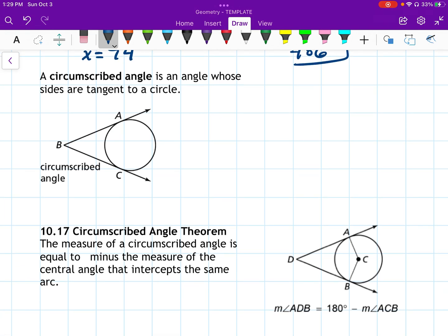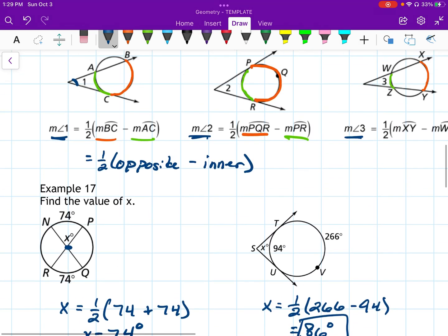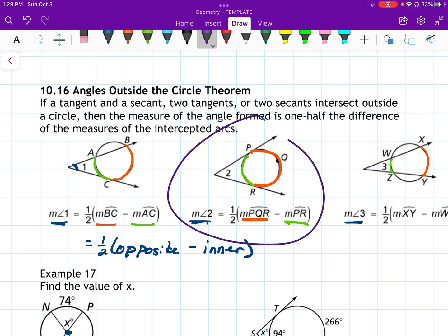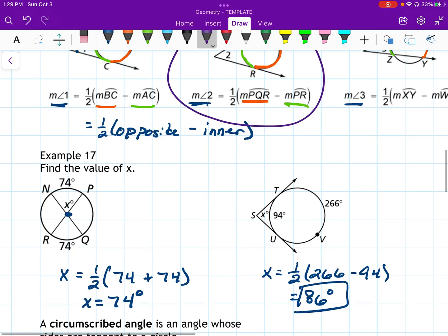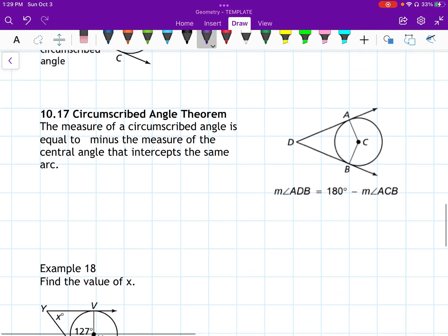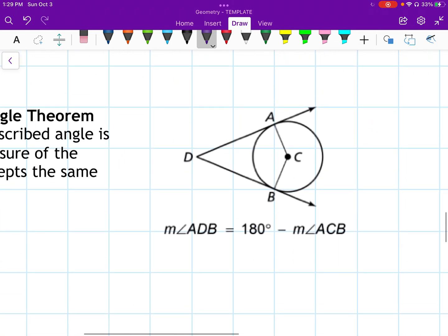Next up, a circumscribed angle is an angle whose sides are tangents to a circle. All right, so this is a circumscribed angle. You'll notice this is also a very similar picture to this one right there. 10.17, the circumscribed angle theorem. I'm going to go over to look at the formula here. We have that angle is equal to 180 minus this angle. All right, neat factoid there.